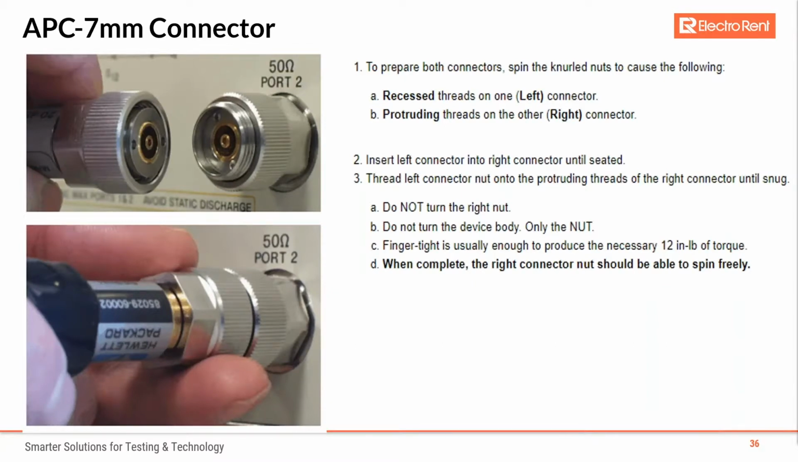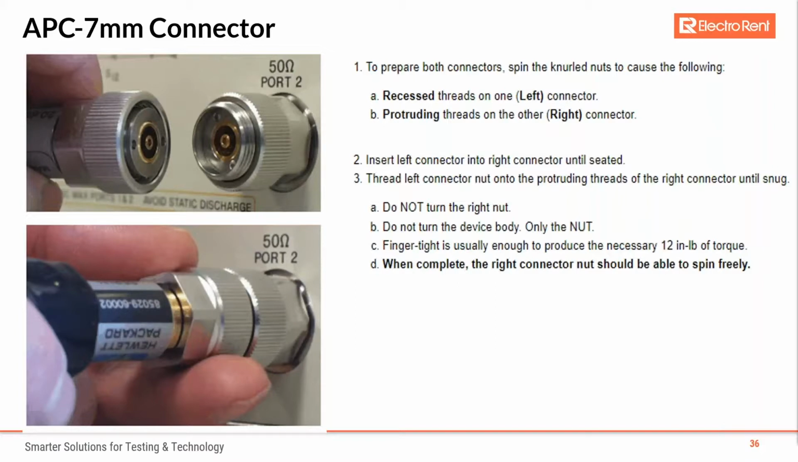APC 7 millimeter connectors. Some engineers may not be aware of these anymore, but I am, and I would like to talk about them because there are still a lot of older network analyzers in use today that have these types of connectors. They were once very popular because they provided an extremely good VSWR specification, and they're very unique in that they are without gender. There are no male or female 7 millimeter connectors. They are all exactly alike.